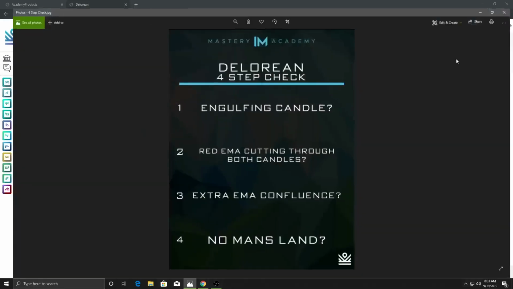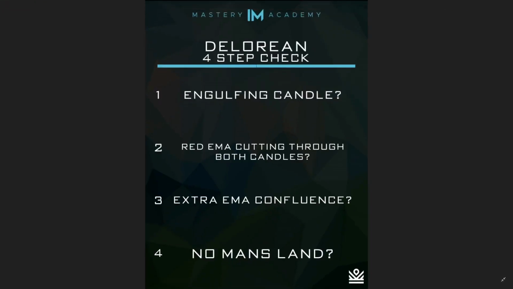So again, let's recap. Is there an engulfing candle? Yes or no? Does the red or the 13 EMA cut through both candles? Yes or no? Is there any extra EMAs for confluence of those 3 other colors? Remember that gray one, that light blue one, or that dark blue one? And are we in no man's land? Meaning, are we buying into any of those? If you get yes, yes, yes, and yes, you are able to take that position. So that is exactly how to use Delorean in under 10 minutes.